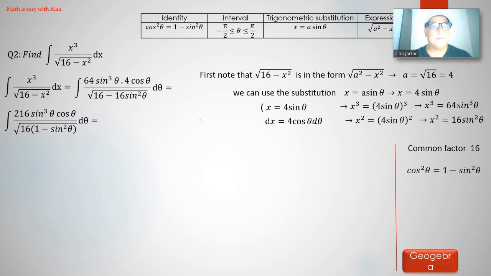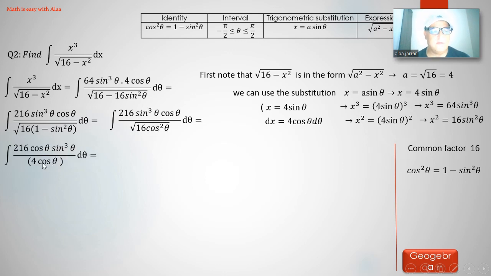Now, we will get the antiderivative of 256 sine cubed theta cosine theta over the square root of 16 cosine squared theta. And the square root of 16 cosine squared theta equals 4 cosine theta. Simplify now. We will get cosine theta, cancel cosine theta with cosine theta, and 256 over 4 will be 64. It will be the antiderivative of 64 sine cubed theta d theta.